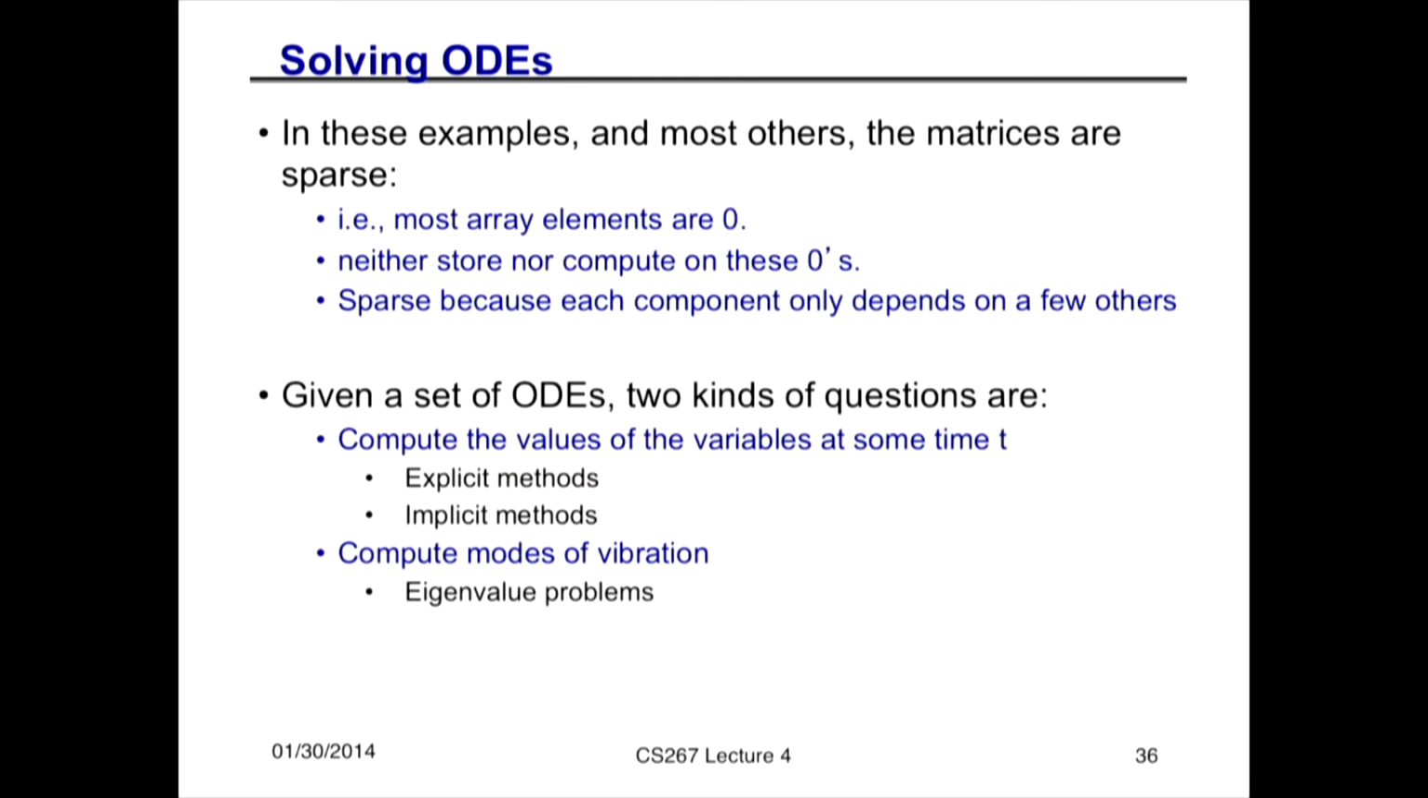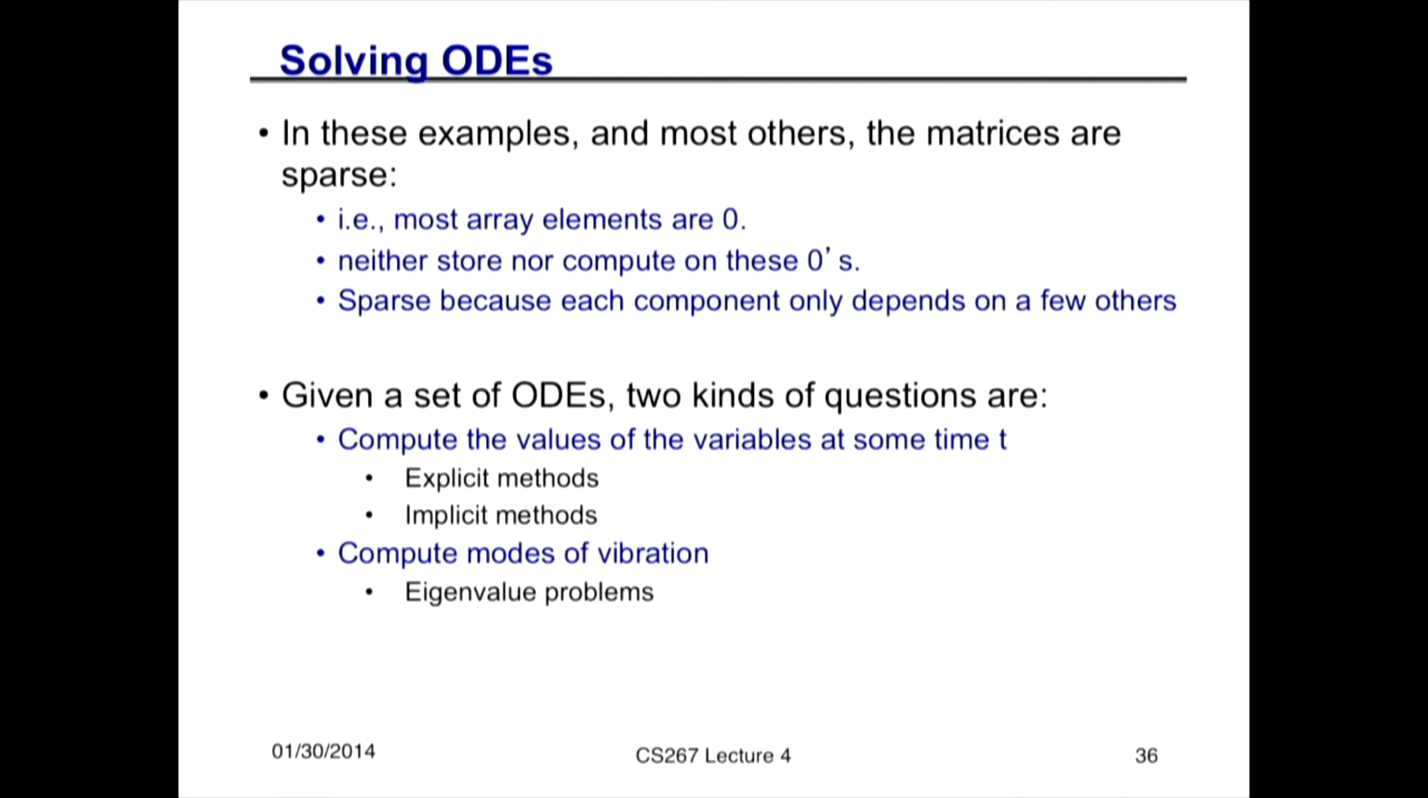Okay, so in all of these examples, circuits or mechanical engineering or games, the matrices are sparse. So we're going to have some special data structures there because we don't want to store all those zeros, and we certainly don't want to compute with all of those zeros. Let me tell you what the algorithms are so we know how we're going to deal with them in parallel. The two kinds of questions we're going to ask when we have these ordinary differential equations are, first, I want to compute the values of the variables at some time t, which is the obvious way to solve it. There are two methods with two different ways of dealing with the sparse matrices, explicit methods and implicit methods, and I'll show you a cartoon of how they look in a moment. And second, computing the modes of vibration, the eigenvalue problem.